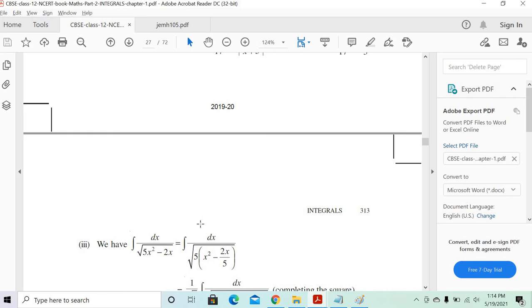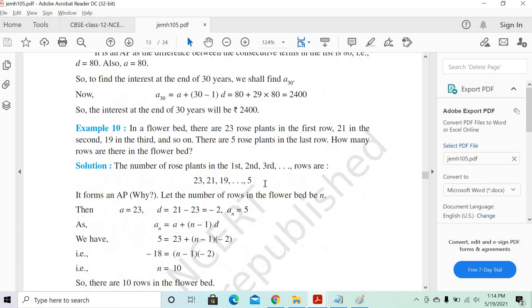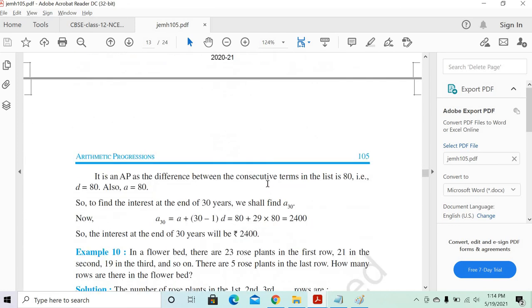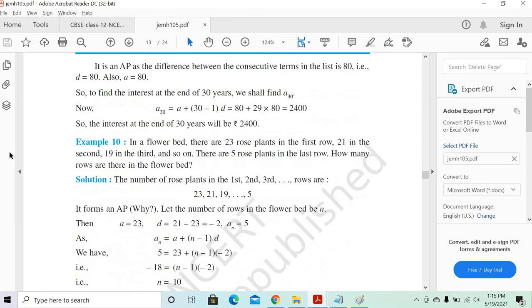The D will be 80 and the interest will be 2400. Interest will be 20. Yeah, correct answer. Excellent. Perfect, Shreya. Go to example 10 now. Last example. Okay, sir.